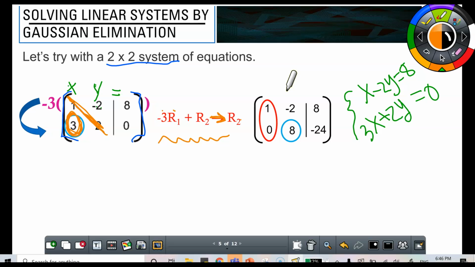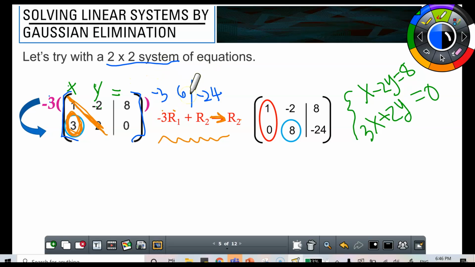So let's do it. Okay. First, multiply -3 to first row. So -3 times 1 is -3. -3 times -2 is 6. On the other side, -3 times 8 is -24. Okay? This is the middle step that we skipped, right?